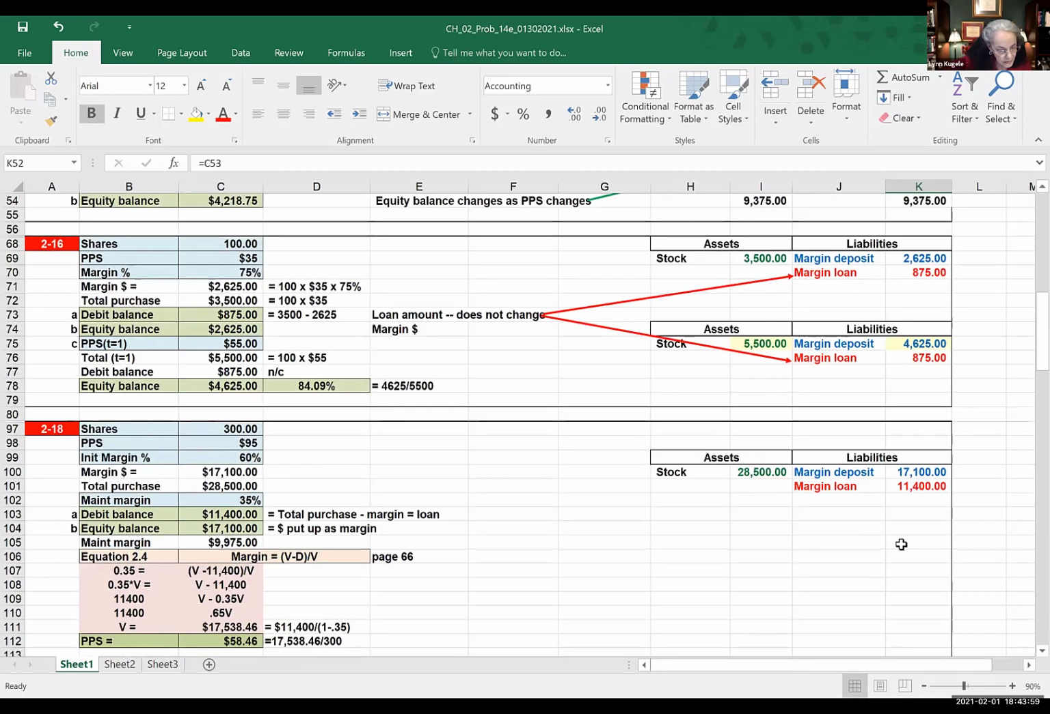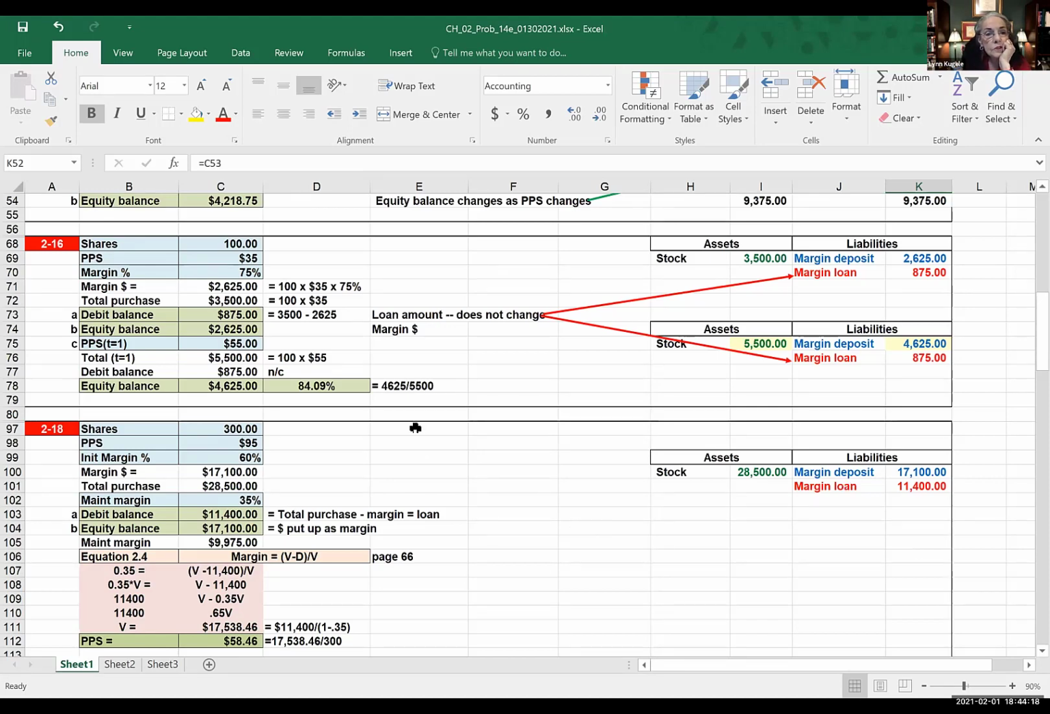Number 16. Assume that an investor buys 100 shares of stock at $35 a share, putting up 75% margin. What's the debit balance? How much in equity funds must they provide? If the stock rises to 55 a share, what's the investor's new margin position?